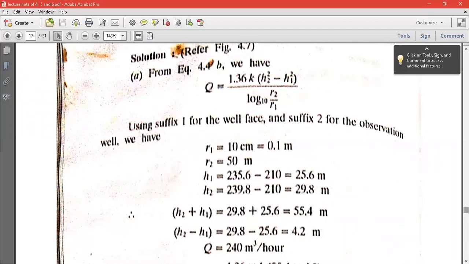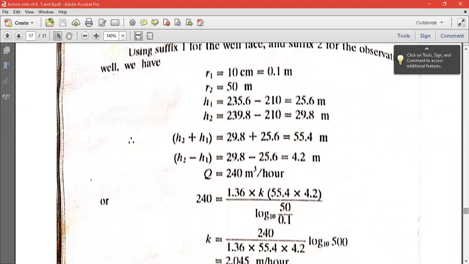So the speciality of this problem is that from the reduced level, you have to calculate the water level. It is not directly given in the question. So two factors you have to know, that is H2 plus H1 and H2 minus H1, because the expression is H2 square minus H1 square. So that we have found out.